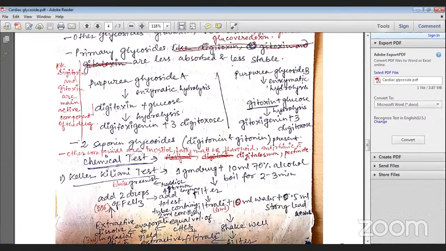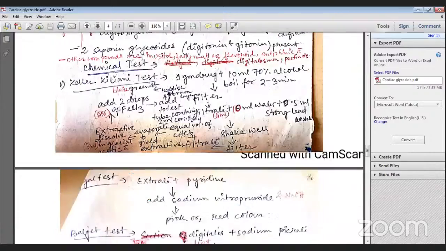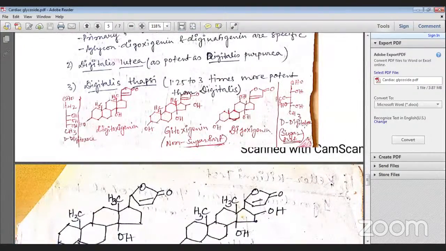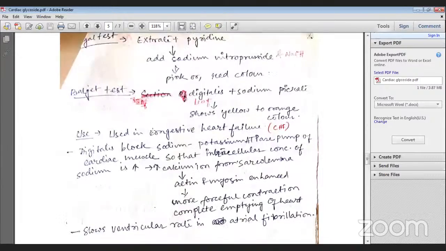Digitalis is a very important drug in terms of cardiac glycosides. The sugar parts which are mainly present, as I have shown earlier, are D-digitallose and digitoxose. These 2 sugar parts are present in digitalis.